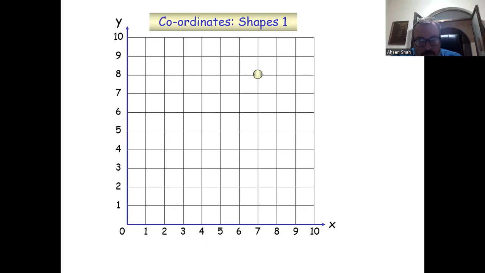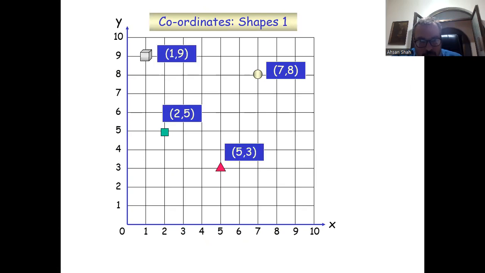This point, 7 across and 8 up. This point, 2 across and 5 up. This point, 5 comma 3. 1 comma 9, and so on. This is 9 comma 1, the cylinder.